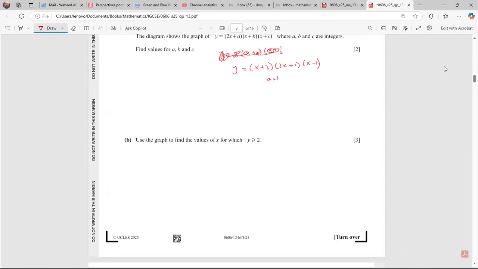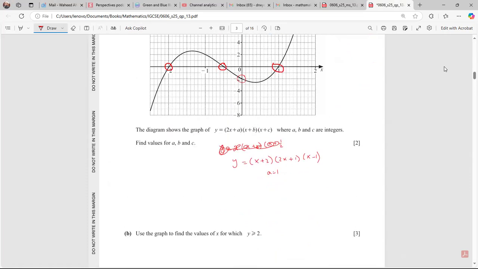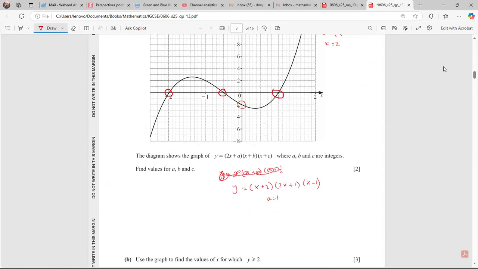Okay, now use the graph to find the values of x for which y is greater than or equal to 2. Okay, so let me do it this way. If I put a line where y is equal to 2, so that line would be this one. Now I have to find the values of x when the value of y is more than this one. So you can see this is one value, and this is the other value.